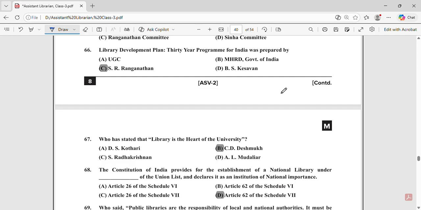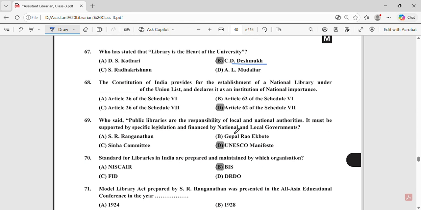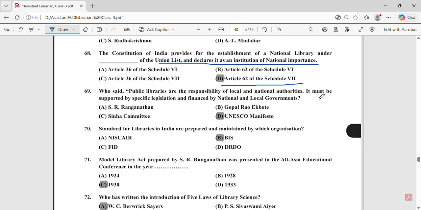Radhakrishnan Commission. Library Development Plan, a 30-year program for India, was prepared by S.R. Ranganathan. Who has stated the library is the heart of the university? C.D. Deshmukh. The Constitution of India provides for the establishment of a national library under Article 62 of the Schedule 7 of the Union List and declares it an institution of national importance.